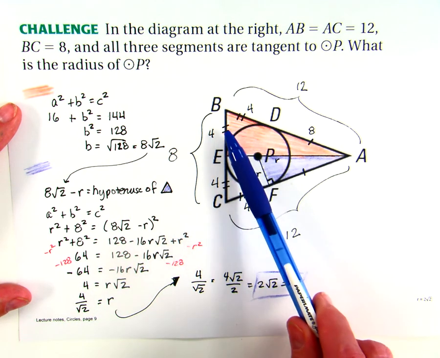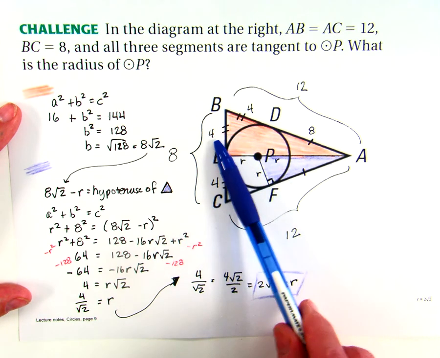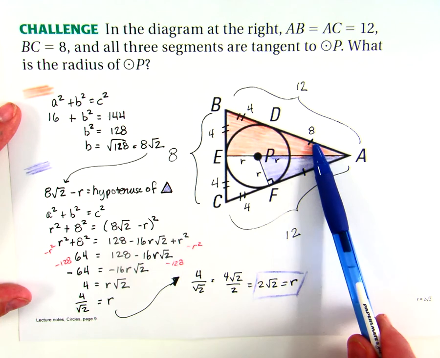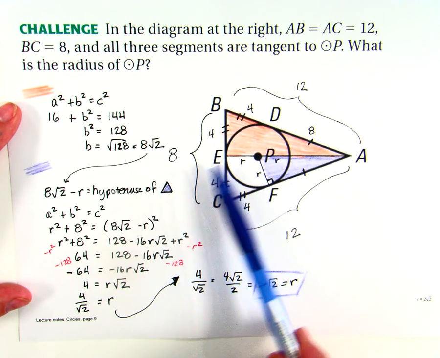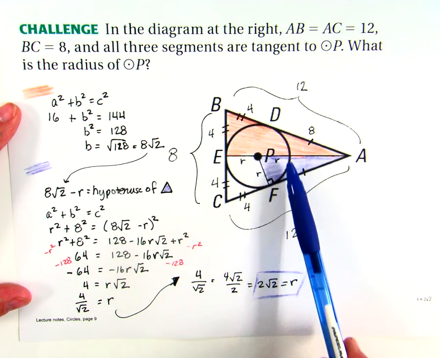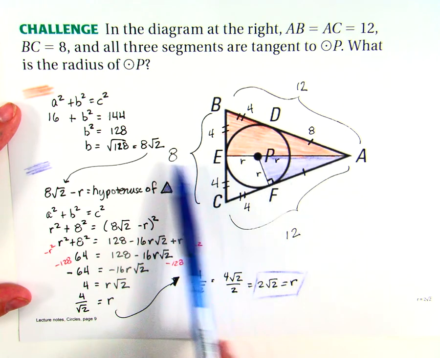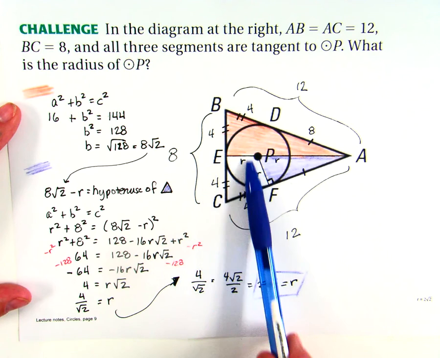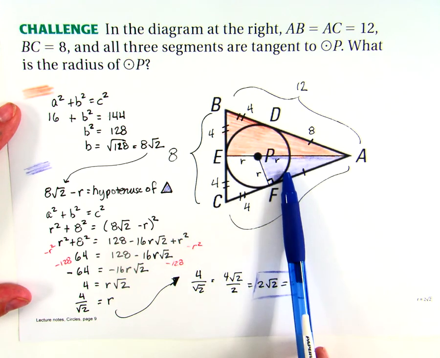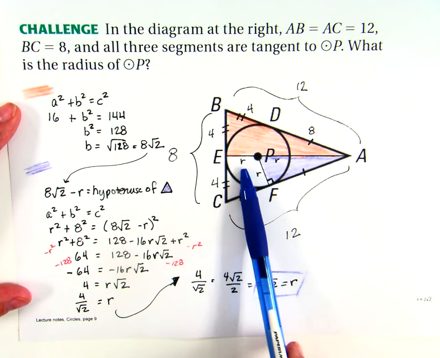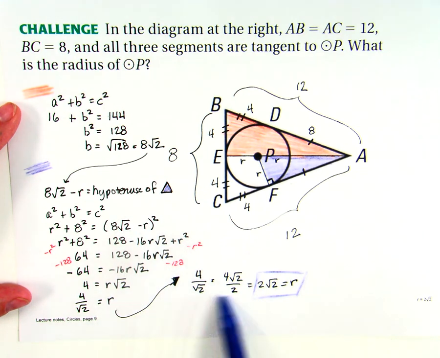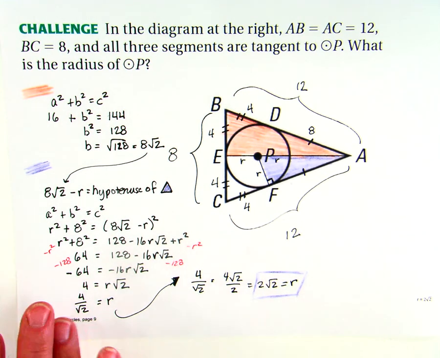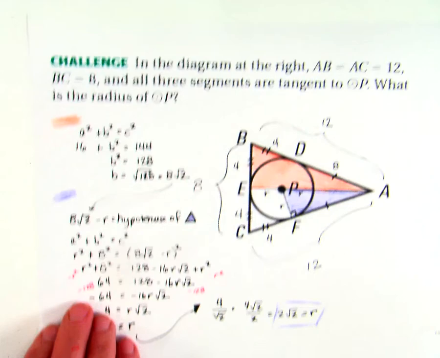Remember that tangent segments to an external point are congruent. Since this is 4, that's 4. Since the whole thing's 12, that must be 8. I work through the red triangle, and I find out that the hypotenuse of the red triangle is 8 times the square root of 2. I take that and subtract the portion that's not in the blue triangle, purple, whatever that color is, and use that as the hypotenuse, work through it, and find the radius. And here endeth the lesson.